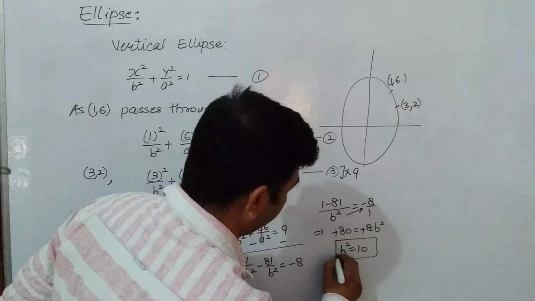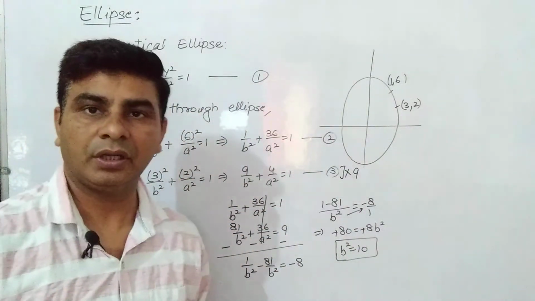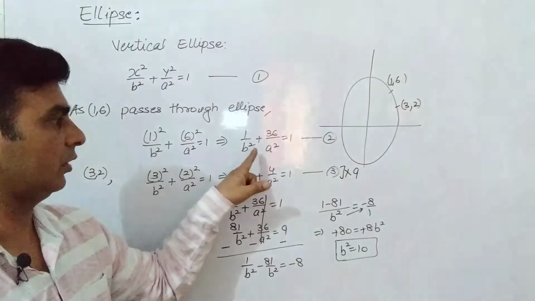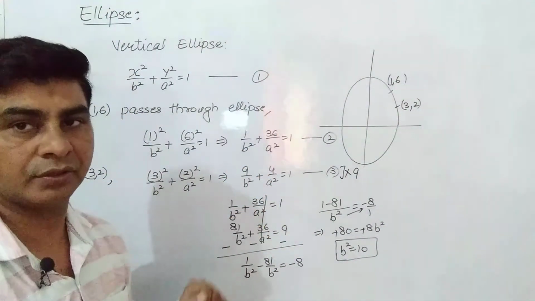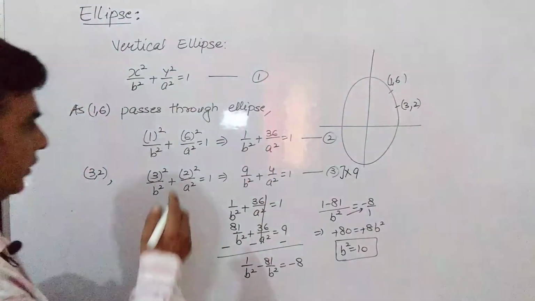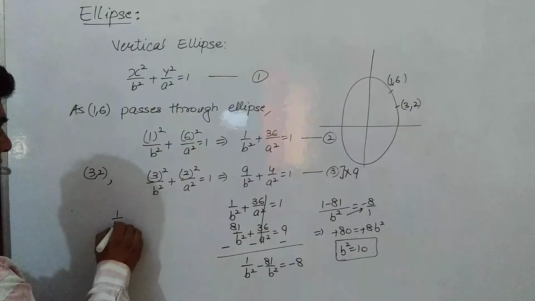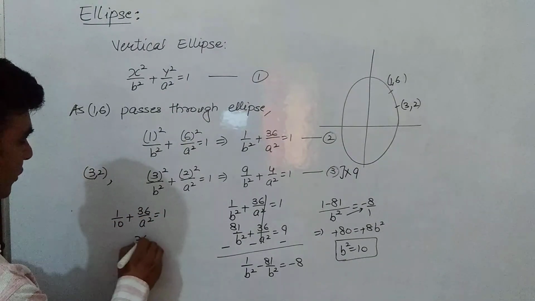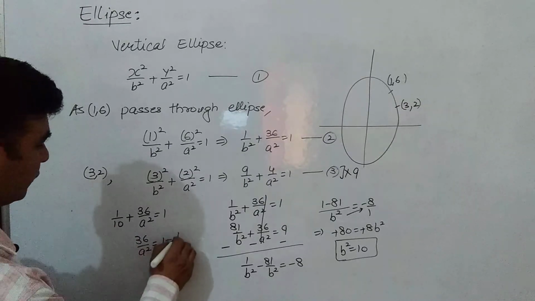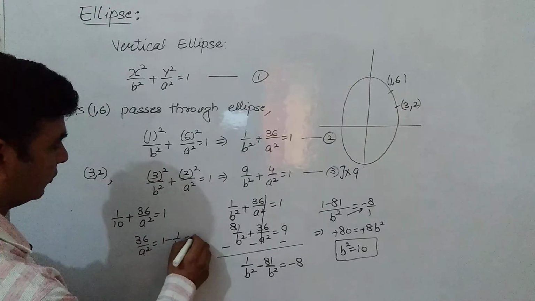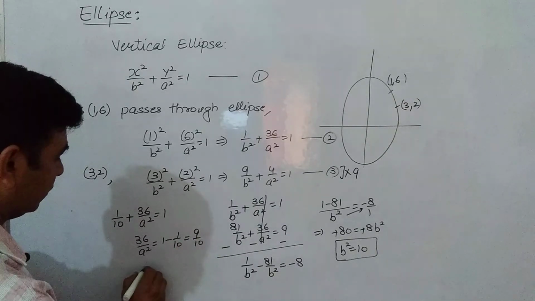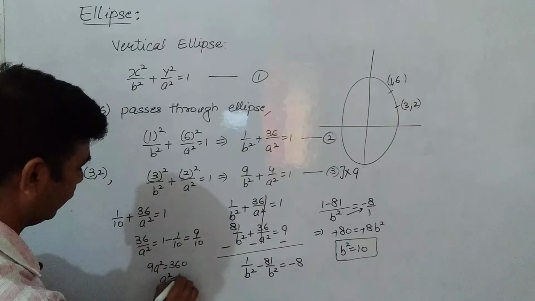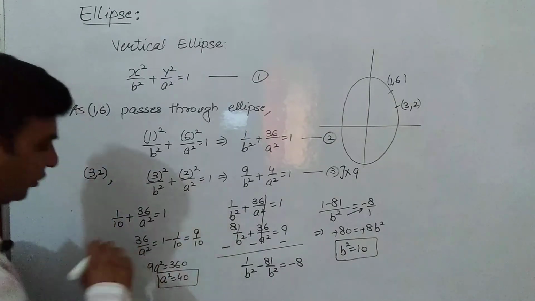So now after getting the value of b square we can find the value of a square as well. अब क्या करेंगे, b square की वैल्यू किसी भी एक इक्वेशन में रख सकते हैं, 2 और 3 में, it's your choice. So let me put in equation number 2, then what will happen, this is your 1 upon 10 plus 36 upon a square is equal to 1, implies 36 upon a square is equal to 1 minus 1 upon 10, and this will be your 9 by 10. So 9a square is equal to 360 and a square will be your 40. So value of a square is your 40 here.